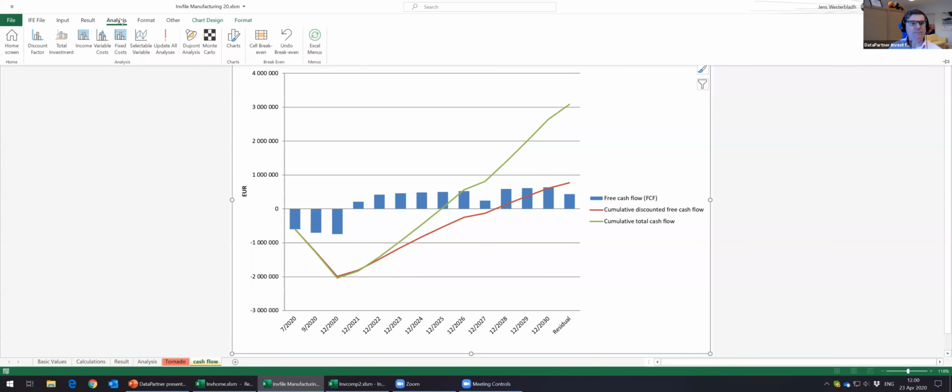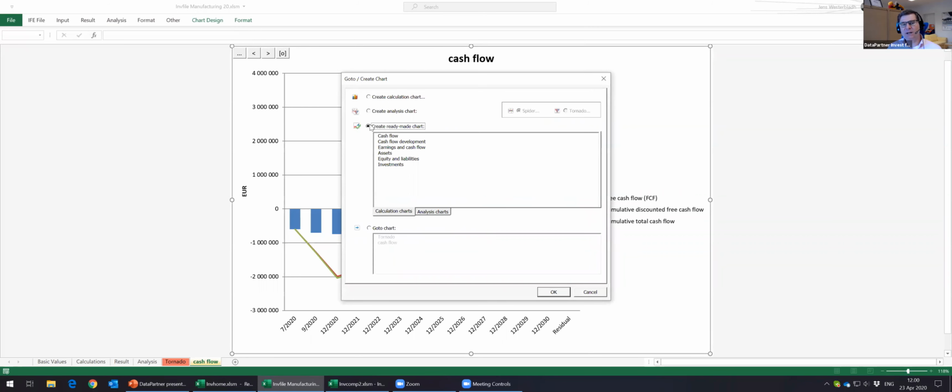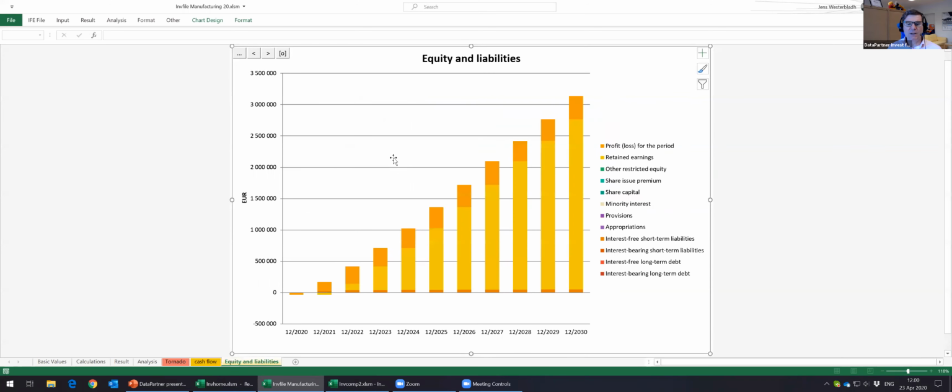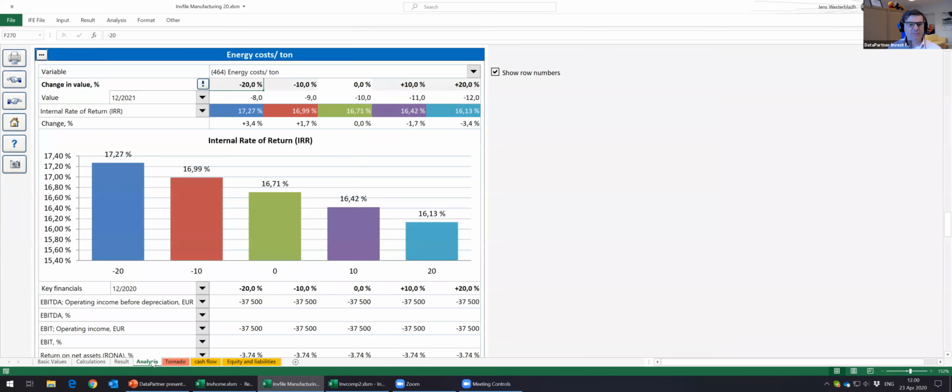Furthermore, let's see, there are also ready charts. I created charts, but you can just choose from a list of already made charts and analysis charts. So let's look at something like equity and liabilities, how they develop over time. So whatever charts you create, they come as extra sheets in your model.